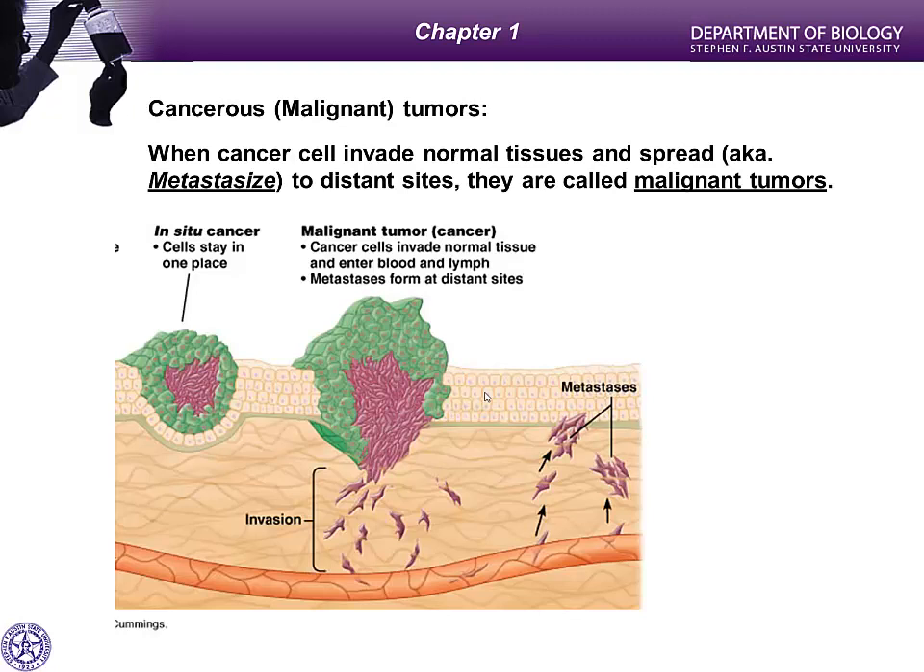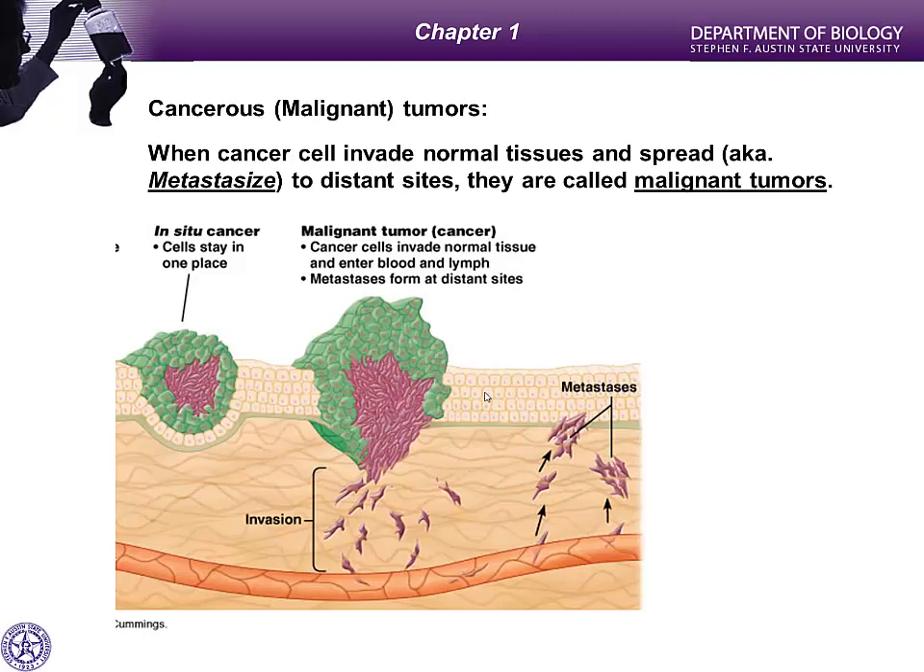Now, the cells that leave this tumor, they're called metastases, and the process by which they move, this invasive process, is referred to as metastasizing. And I think you can see in our illustration the problem. If these cells happen to get into a blood vessel or a lymphatic vessel, that's like a highway, a freeway, an interstate. They can go throughout the body, and that's when you have a lot of problems. If you have a tumor that's in place, the in situ cancer, basically you have cancer cells that have yet to leave that primary tumor.